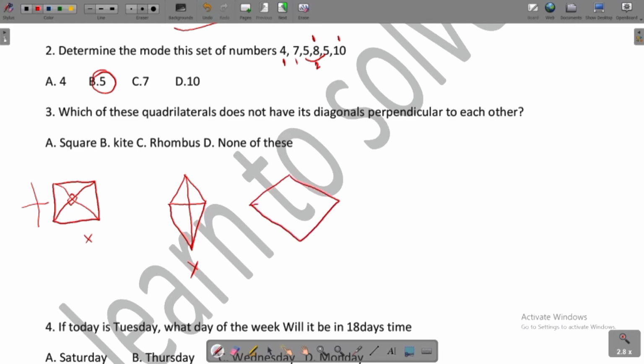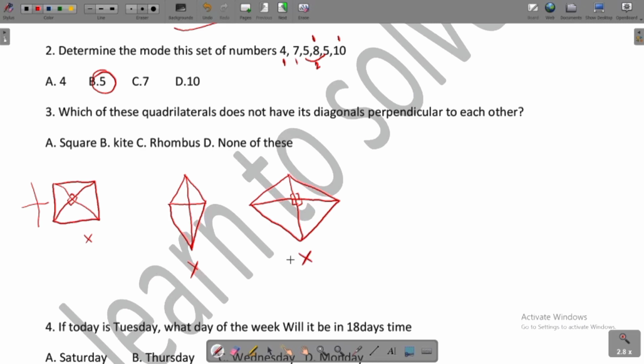Now we draw the diagonals. You can see this also has 90 degrees, 90 degrees, 90 degrees, 90 degrees. So this is also what? They are perpendicular diagonals.